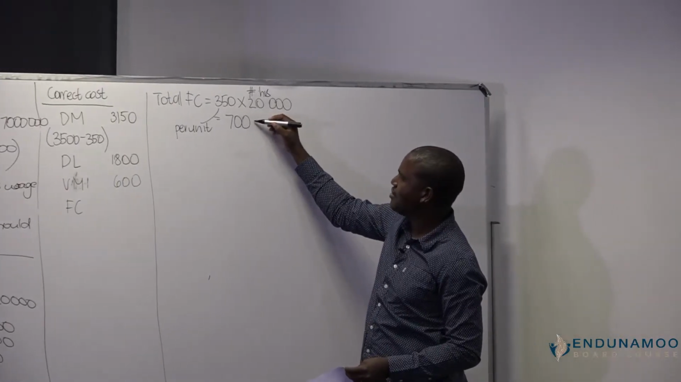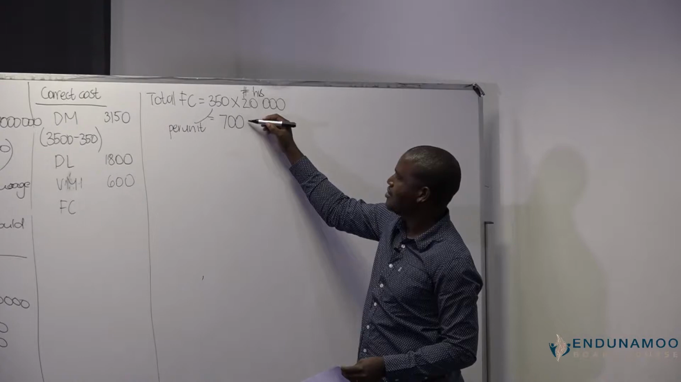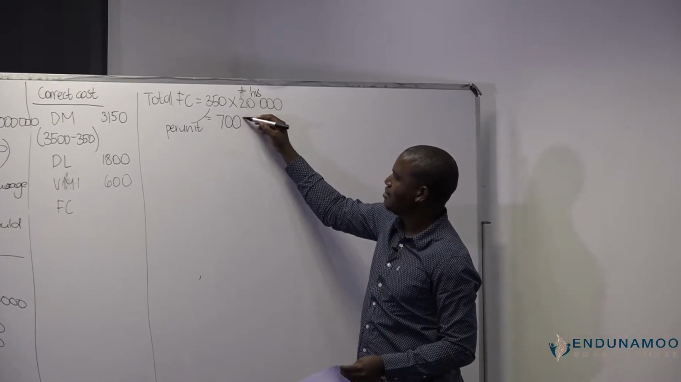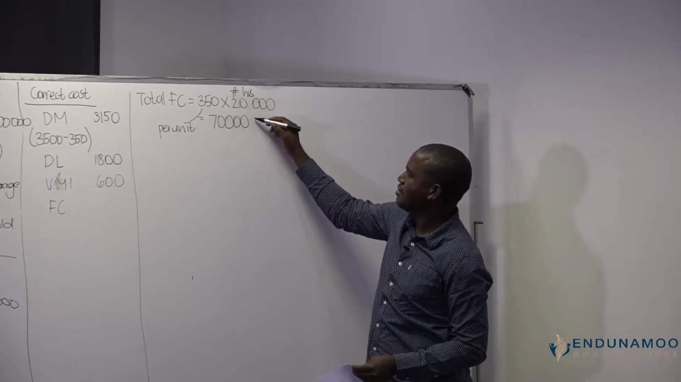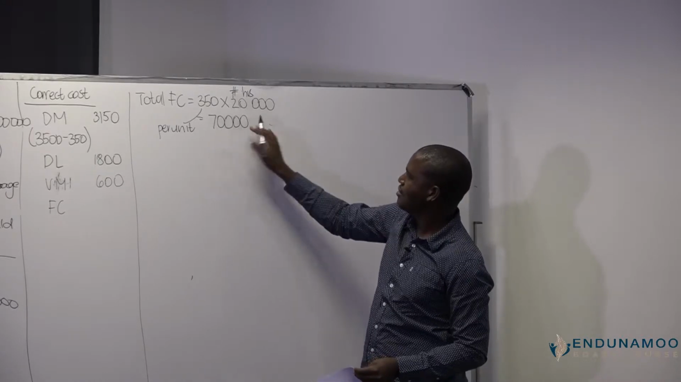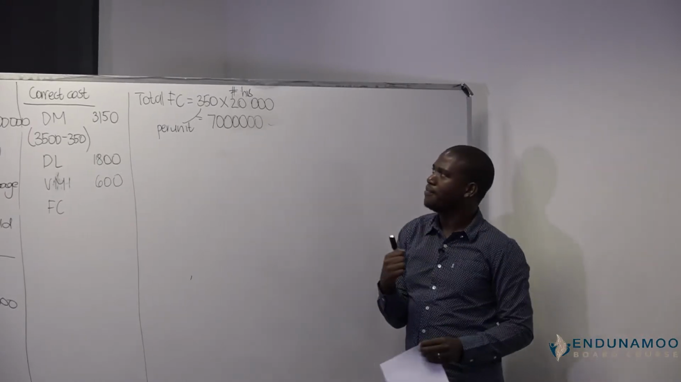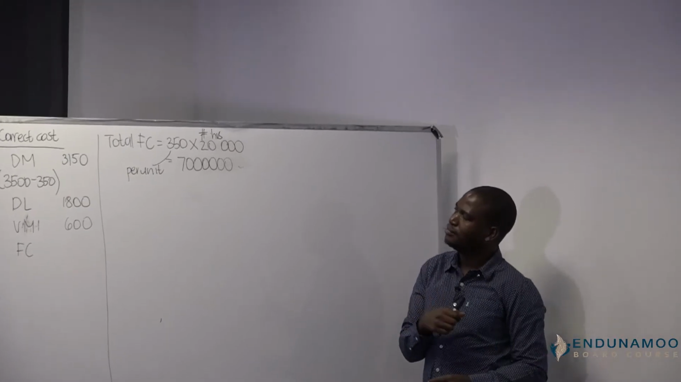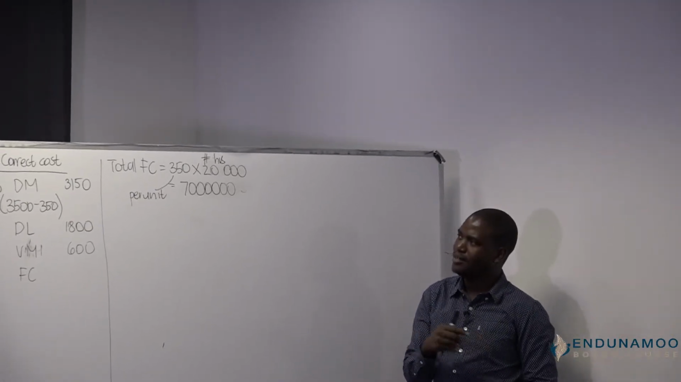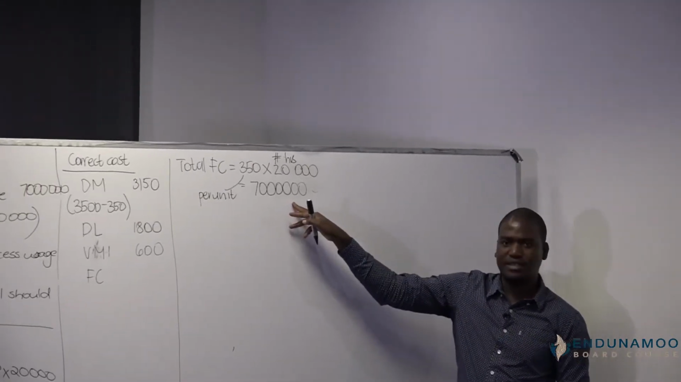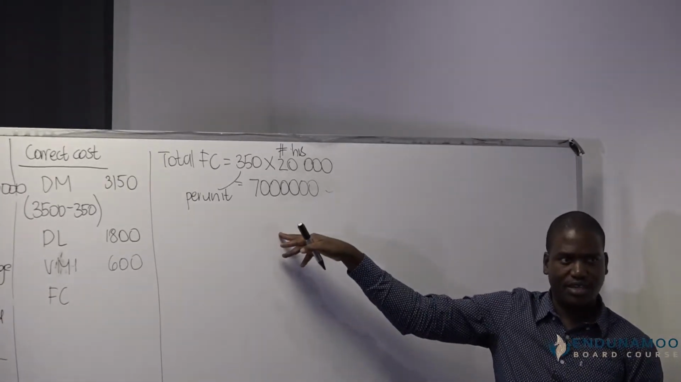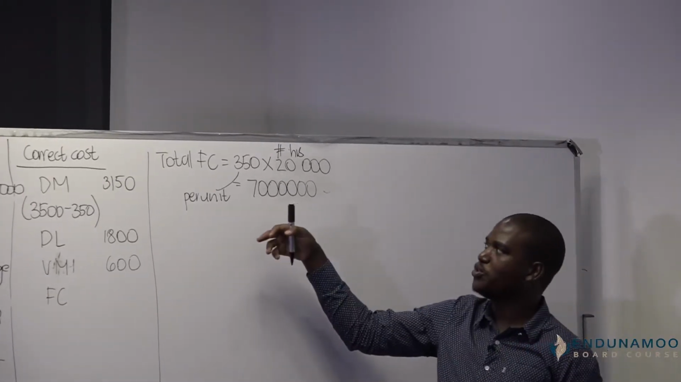350 times 20,000 should be 7 million. 350 is the total cost per unit. Yes, 20,000 units, so that's the total fixed cost. So you got 7 million being what? Being a fixed cost, yeah. Then what is the cost?